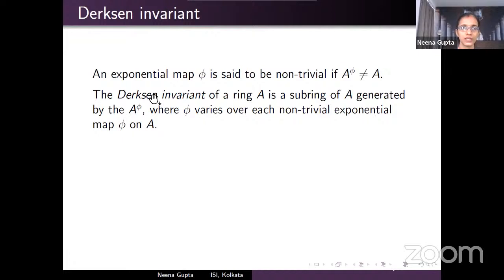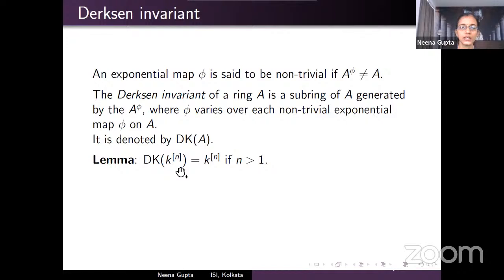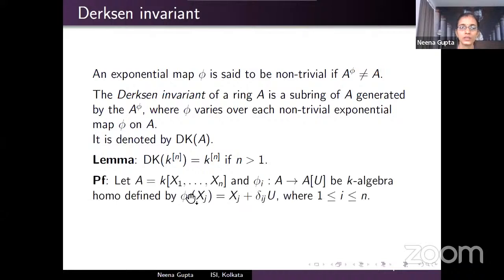This invariant was discovered by Derksen, where you look at the subring generated by A^phi, where phi varies over all non-trivial exponential maps. It is denoted by DK(A), and Makar-Limanov says that the Derksen invariant of the polynomial ring K[x1,...,xn] must be the whole ring if n is greater than 1. The proof is very simple: you consider two different exponential maps, phi_i and phi_j, where i is not equal to j, defined by phi_i of x_j to be x_j plus delta_ij u. Then the ring of invariants A^phi_i is just K[x1,...,xn] with x_i being omitted. So if you have i not equal to j, then the subring generated by A^phi_i union A^phi_j must be the whole ring.